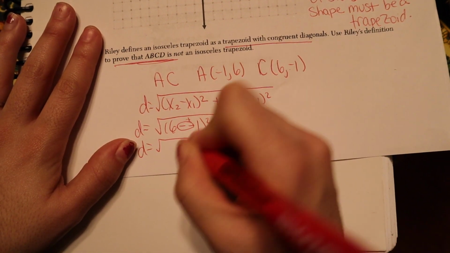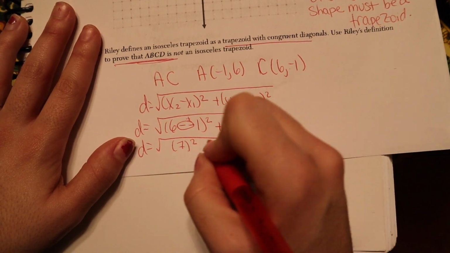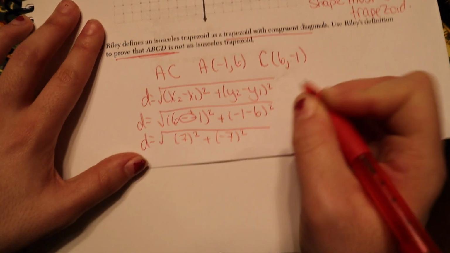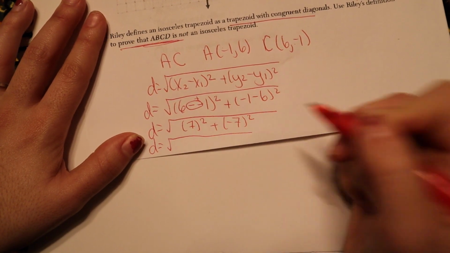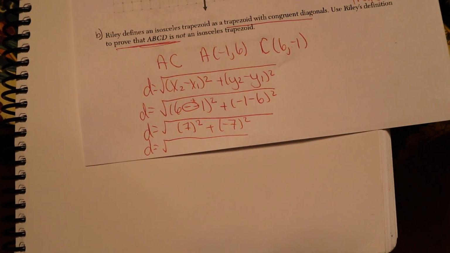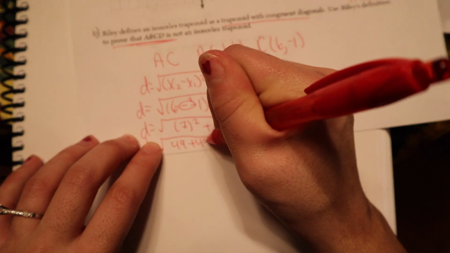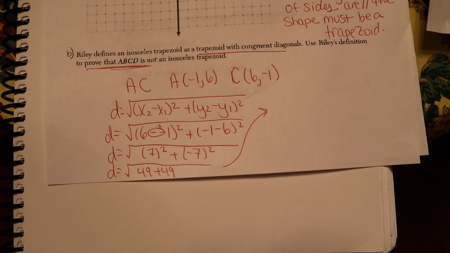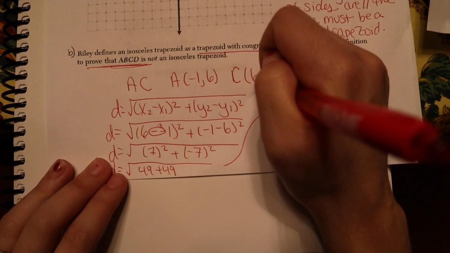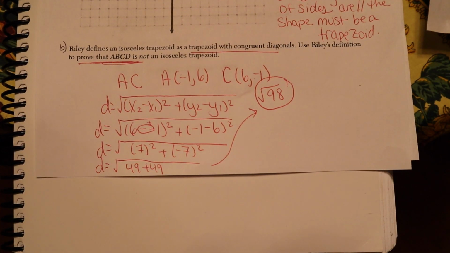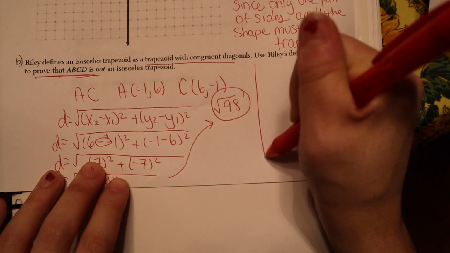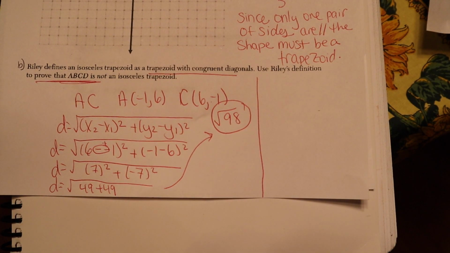Double negative is a plus. So I get 7 squared plus negative 7 squared. Seven times 7 is 49. 49 plus 49. So this is basically 50 plus 50, which is 100. But 49 is 1 less than 50, and 49 is 1 less than 50. So instead of being 100, it's going to be the square root of 98. I could break this down, but there's no need to bother. I'm just trying to show that I get the same distance.